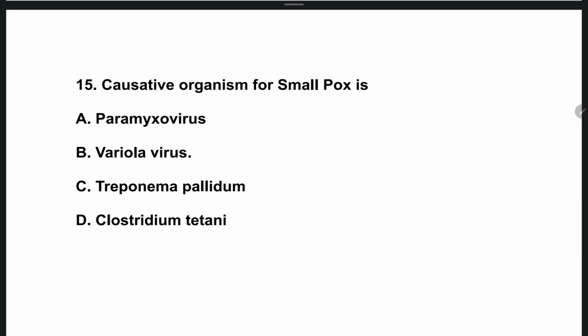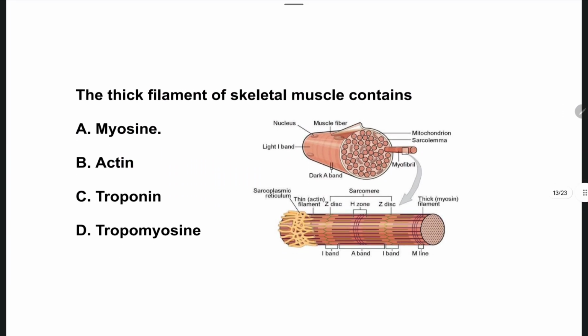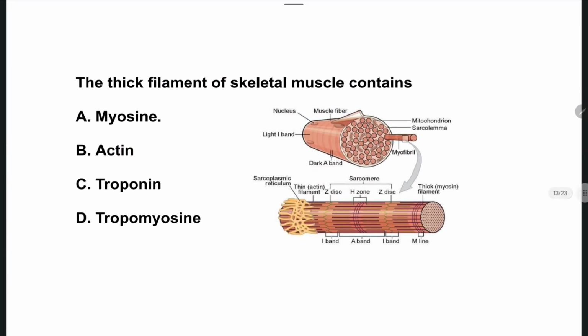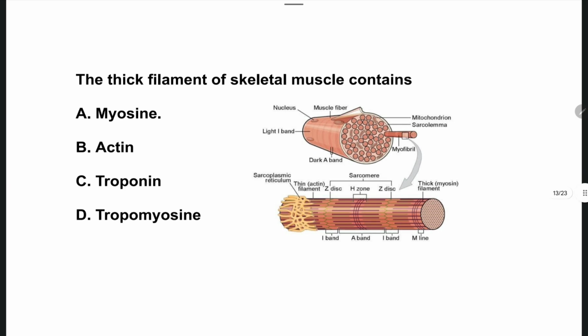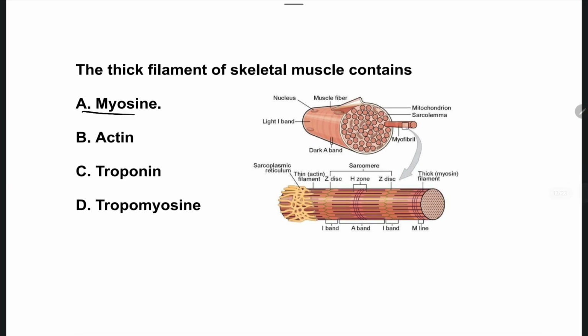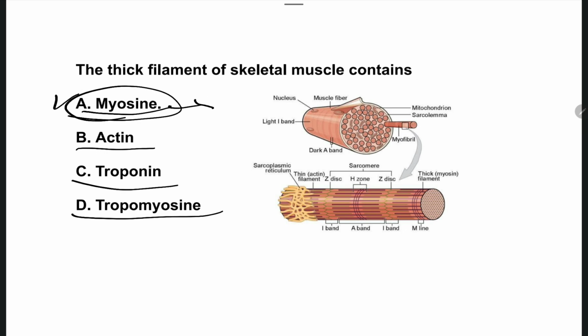So the next question is, the thick filament of skeletal muscle contains. Options are actin, troponin, tropomyosin. The right one is option A, myosin. So myosin filament has the thick layer, okay, but actin has the thin layer.